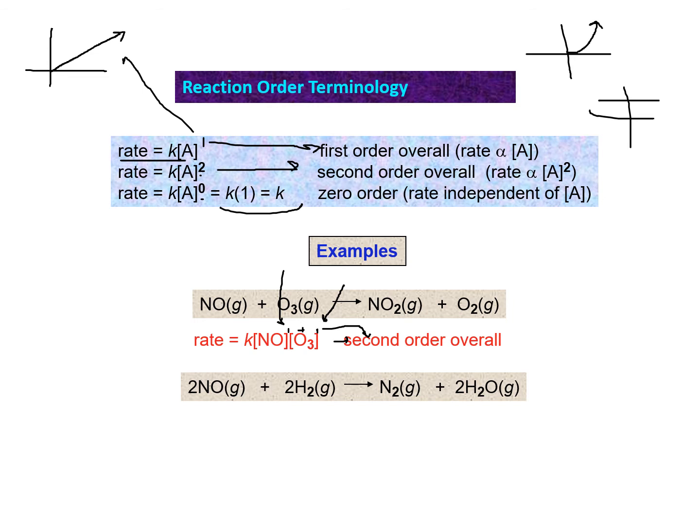And here's another one. Again, we don't know how this is going to break down, but you'll notice that we've got our reactants here. The oxygen is to the power of 2, and the other is to the power of 1. 2 plus 1 is 3. This is a third order reaction overall.